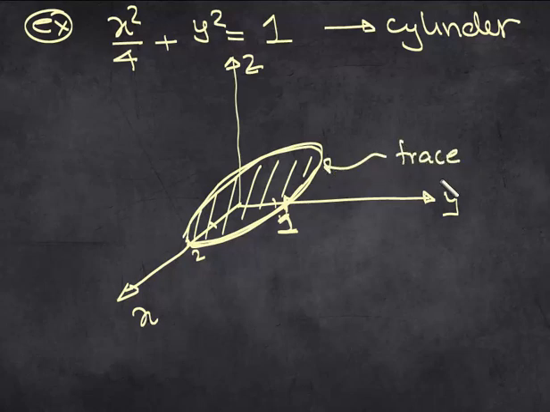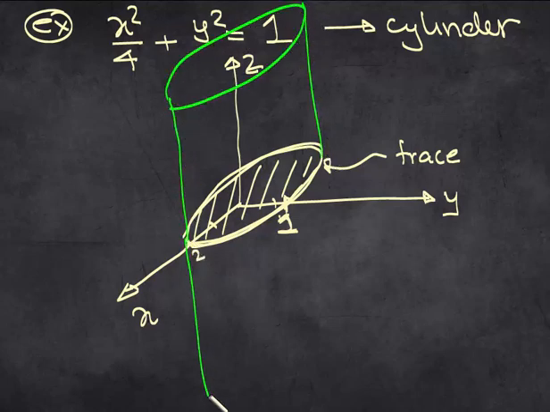What am I going to do with that trace now? We're just going to drag it up, like create a drum, or a cylinder that's oval. So if you just extend it up, and you can also extend this. That whole green surface is called a cylinder. It's going to be like an actual cylinder, except it's going to be oval and hollow in the middle. Everybody okay with that? So this is a cylinder.